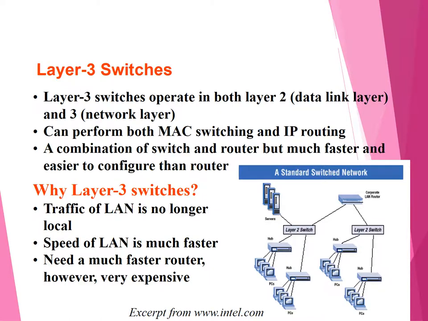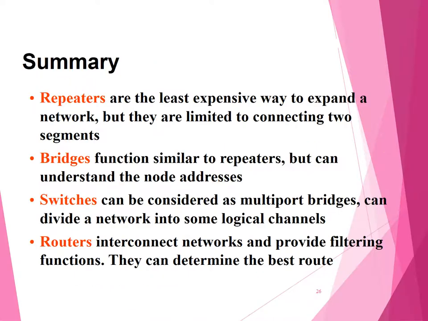Layer 3 switches operate in both layer 2, the data link layer, and layer 3, the network layer. They can perform both MAC switching and IP routing, a combination of switch and router, but much faster and easier to configure than a router. With layer 3 switches, the traffic of the LAN is no longer local. The speed of the LAN is much faster and needs a much faster router, which is however very expensive. A standard switched network, corporate LAN router, layer 2 switch, excerpt from www.intel.com.